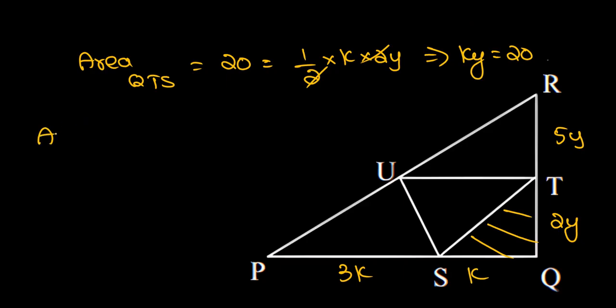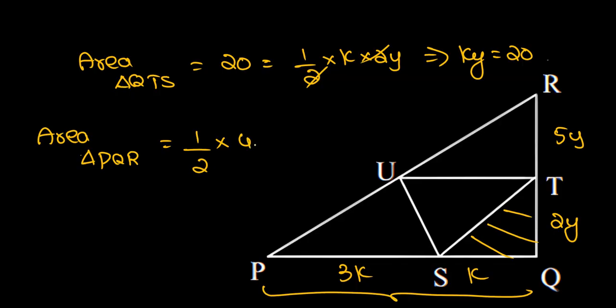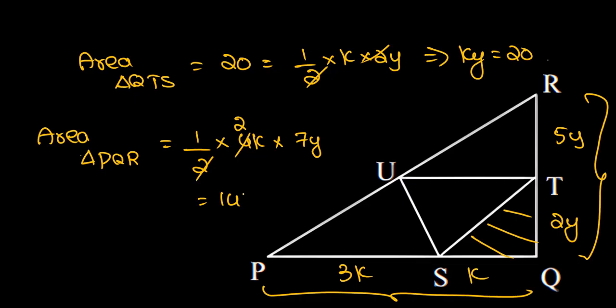Now what is the area of triangle PQR? It's a right angle triangle, half into base into height. What is the base of PQR? 4K. Height 7Y. A lot of people will take 3K and 5Y. No. The base of PQR is the entire PQ, and the height is 7Y. Now this is nothing but 14 into KY. KY is 20. You got the answer 280.